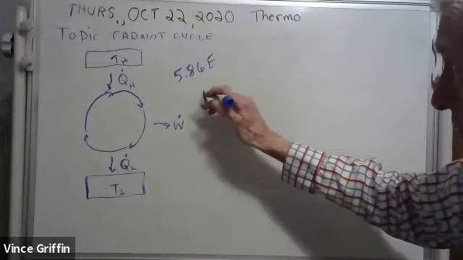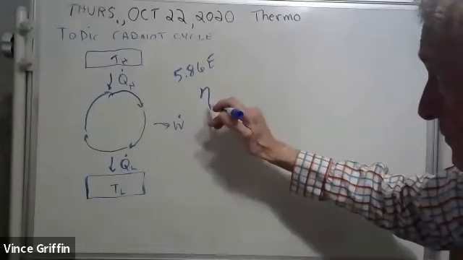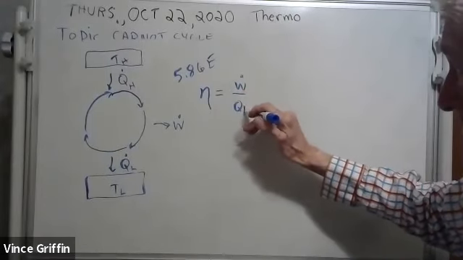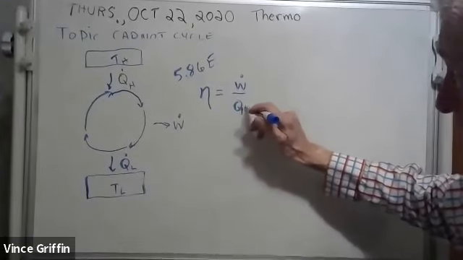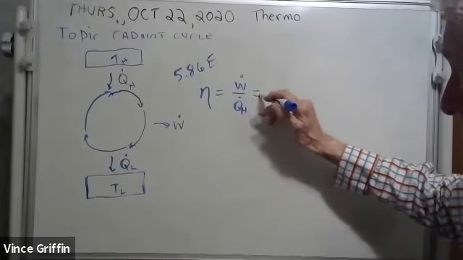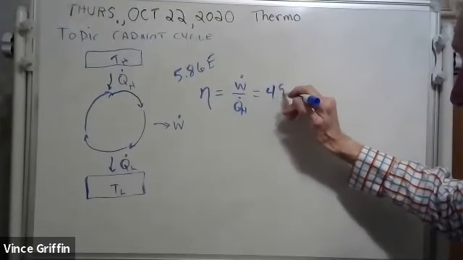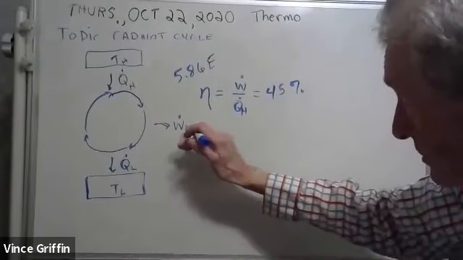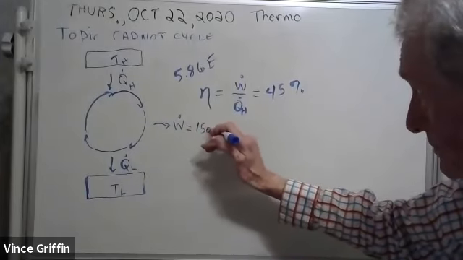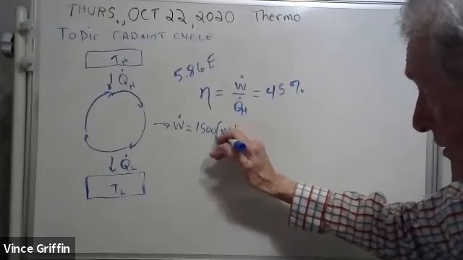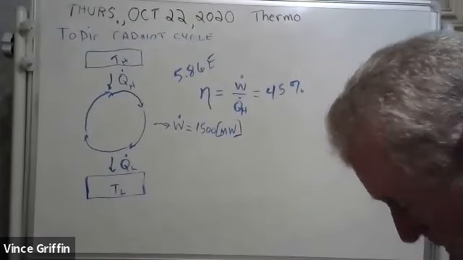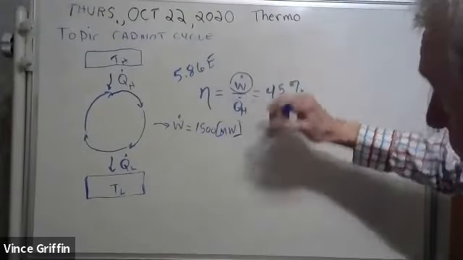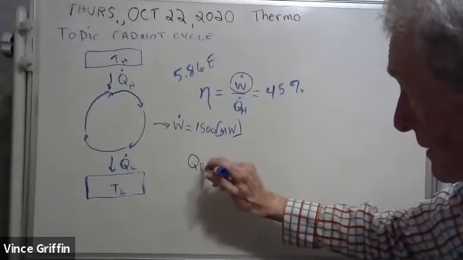However, they did give you this. Now, this is efficiency, and that is W dot over QH dot. That is 45%. They gave us that. And it produces 1,500 megawatts of power. Okay. Hey, look here, we got this. In this, we can get the QH dot, Mohammed. Yay, here we go.